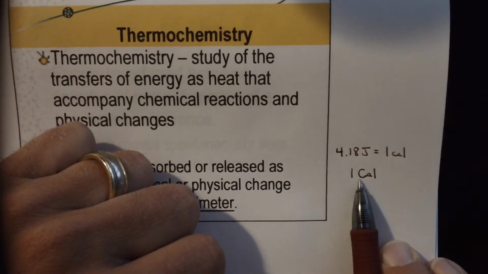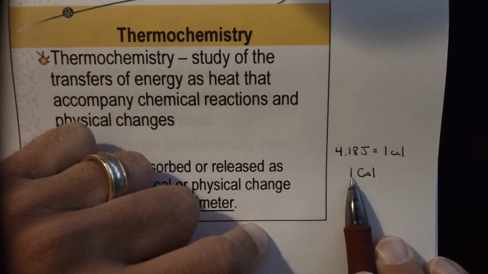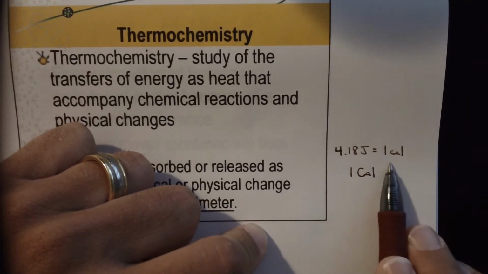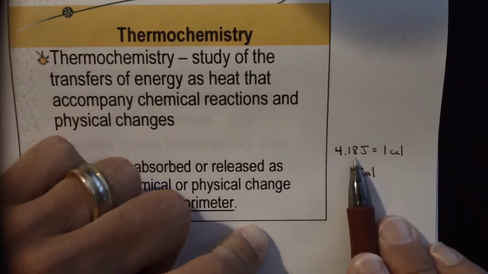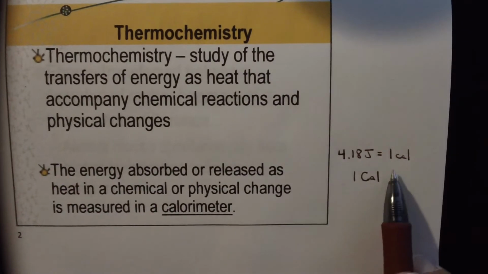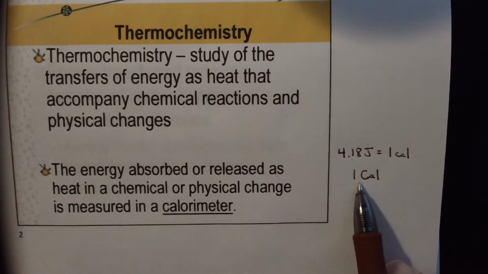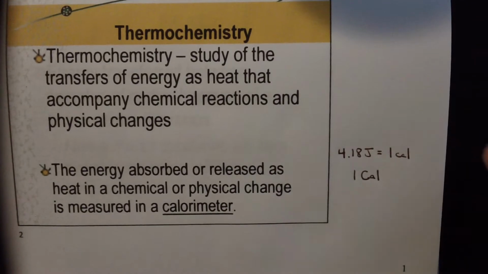So 1 Calorie isn't 4.18 joules. 1 Calorie is 1,000 of these calories. You're talking about 4,000 joules of energy that it is providing. It's a little way they can avoid writing kilocalories on packages. They just put Calories capitalized.